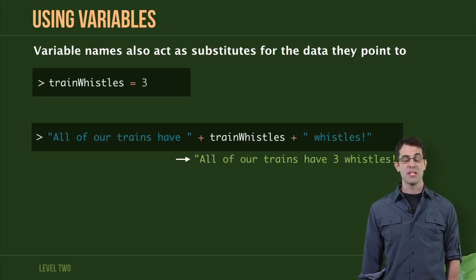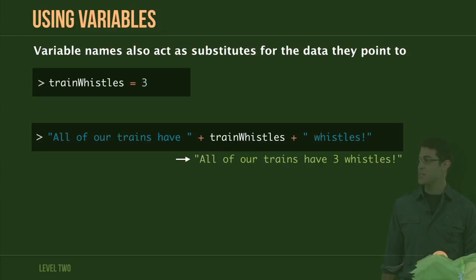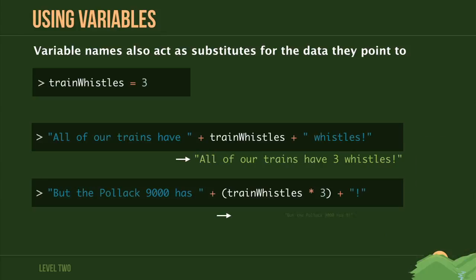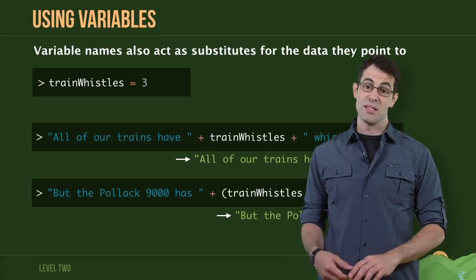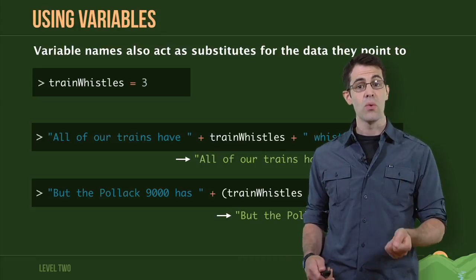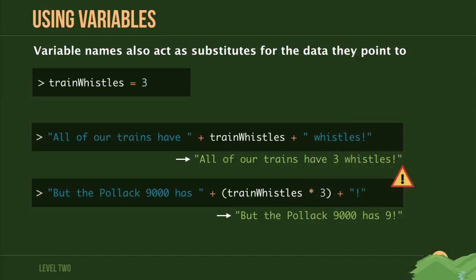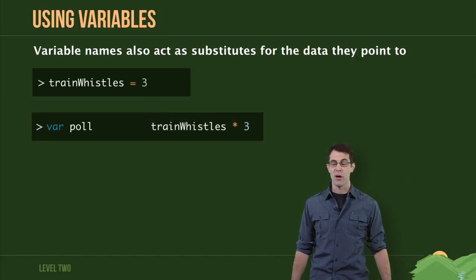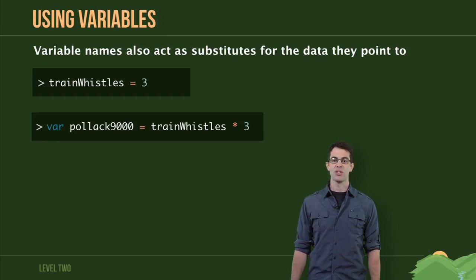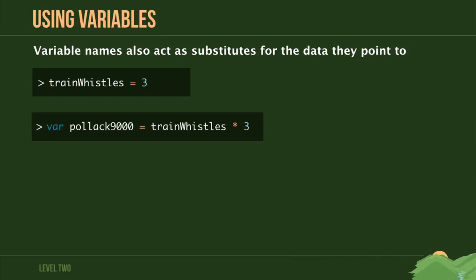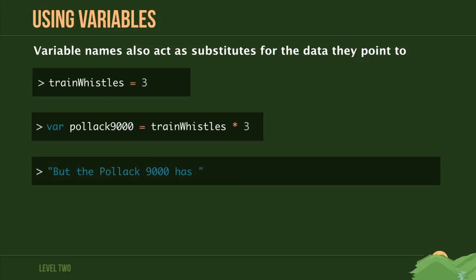Additionally, we can place variables inside of expressions that are concatenated with strings. In this string, when trainWhistles is multiplied by 3, we get 9, and in the final string we see, but the Pollock 9000 has 9. But wait, this code kind of sucks a little bit, because the Pollock 9000 needs its own whistles variable. Let's do that. All we have to do is declare a new variable, we'll call it pollock9000, and then assign that expression that we were using in the string to this new variable. And now we can see that the Pollock 9000 has 9 train whistles. Now that the Pollock 9000 has its own variable, we can use that inside the string.